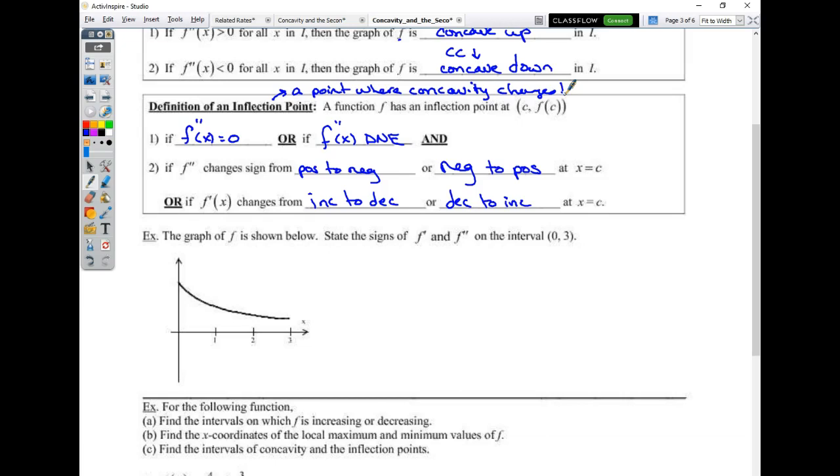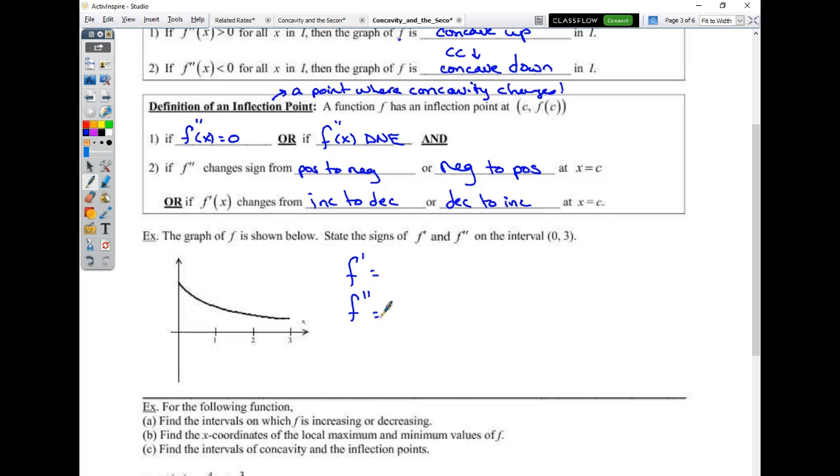So real quick, looking at the first example, we were given a graph. I want to state what is the sign of f prime and f double prime on the interval from 0 to 3. I would suggest pausing this, trying to write it down, and coming up with a solution for yourself first. I'll give a second for that. Try to think about what you think f prime will be and what f double prime will be.